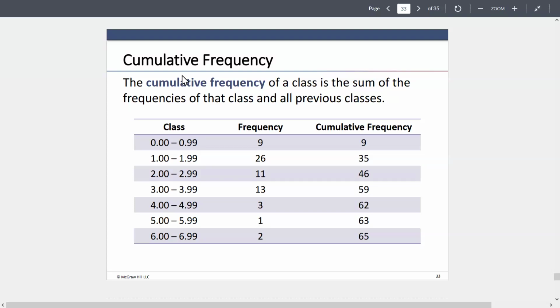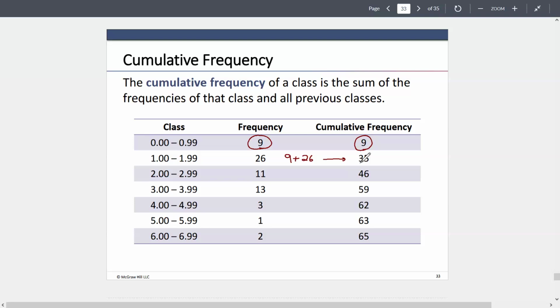So how cumulative frequency works: I'm trying to get my right tool here. Cumulative frequency is going to do this. We have our frequencies, and we're just going to keep adding them up. My first frequency was 9, so when I start my cumulative frequency in the first class, I'll have 9. Then I'm going to take that 9 and add the 26 to it, and that's going to give me 35, which is my next one.